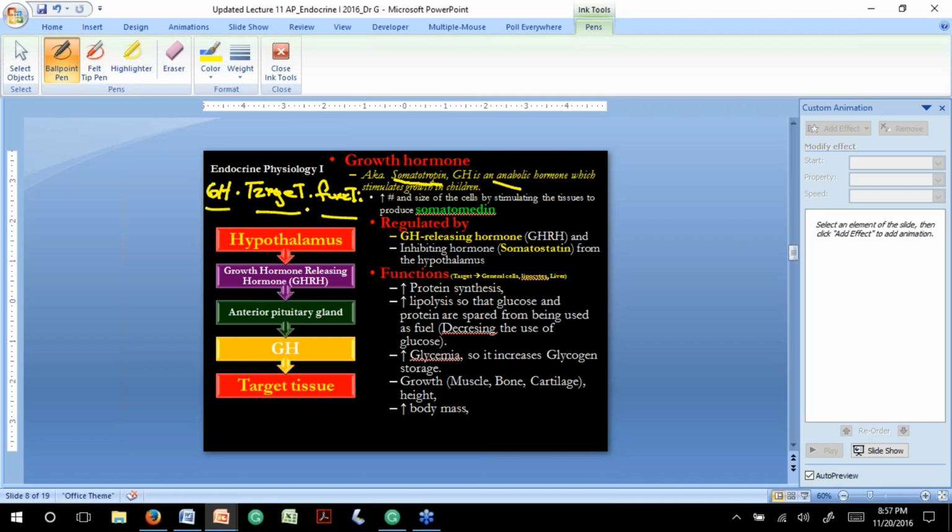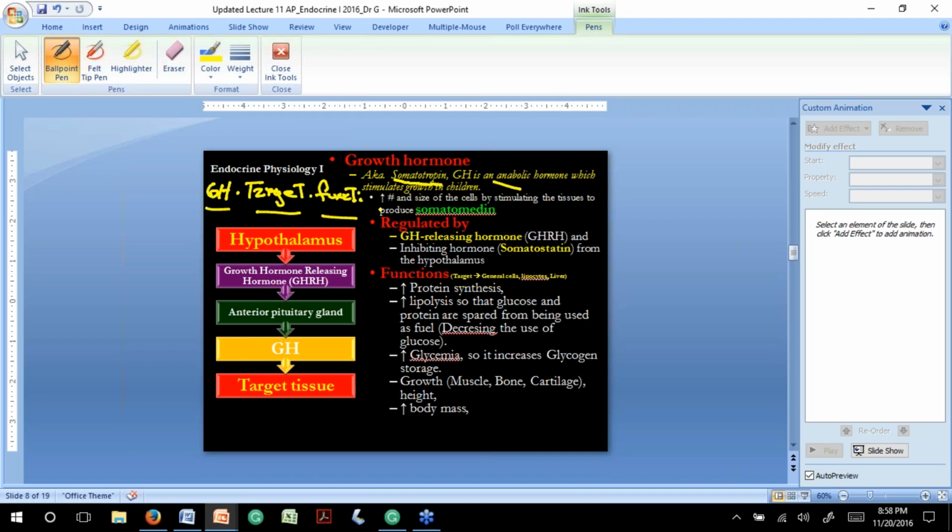So the target organs are muscles and bones, in general all the cells. Classically, we know that growth hormone increases the size of muscles and bones, but the cells too. Growth hormone is needed, for example, to produce more collagen in the skin. That's why people now try to use growth hormone to delay the aging process of the skin, for example. Growth hormone increases the size of the cells and the number of the cells. That's why there is a lot of under-the-table selling of growth hormone, which has some contraindications.